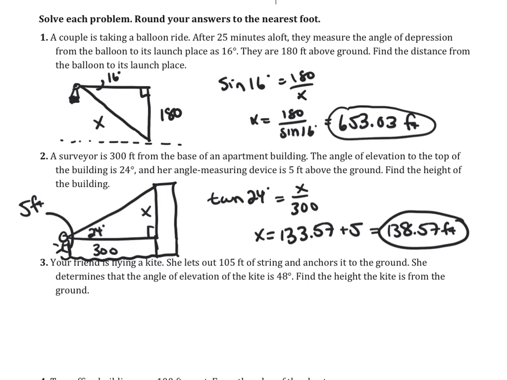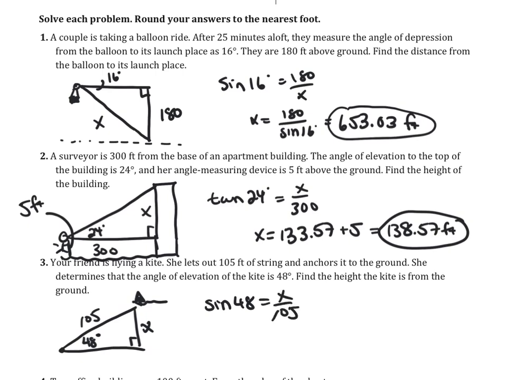Okay, in example number 3, your friend is flying a kite. She lets out 105 feet of string. So here's our kite, this little tail. It's 105 feet. Angle of elevation, looking up, is 48 degrees. We want to find the height to the ground. So we'll use the sine function, and we'll get that x equals 78 feet.